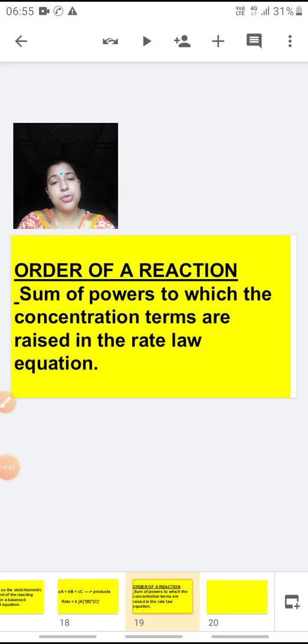Now for zero order reaction and first order reaction, you have to calculate the unit of rate constant k. Now the unit of rate constant k you have to calculate. That I'll be teaching you in the next presentation, but you have to do it as a homework by yourself. If you're not able to understand, we'll do it the next time, but you have to do it as a homework.